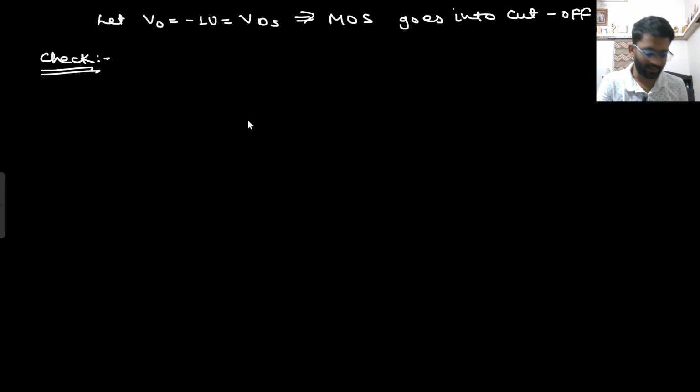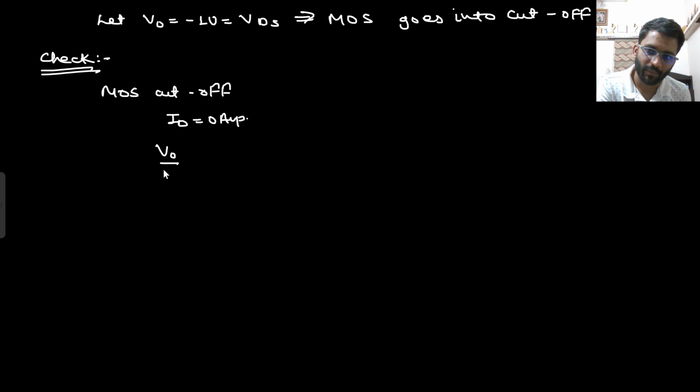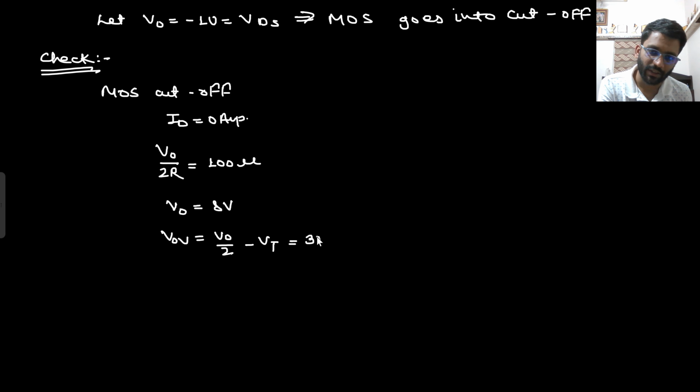If the MOS is in cutoff, then what will happen? ID will become 0 ampere. Then V naught by 2R will be 100 micro. So from here V naught will be 8 volt. V overdrive would be V naught by 2 minus VT. That will be 3 volt. So here V naught is greater than V overdrive.